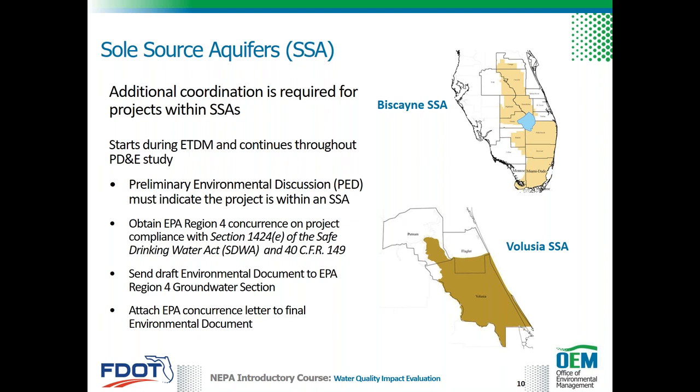Additional coordination is required if the project is federally funded and within a sole source aquifer, such as the Biscayne sole source aquifer or the Volusia sole source aquifer. Projects with federal funding located within the boundaries of a designated sole source aquifer must be planned and designed to assure that the project will not contaminate the aquifer. Coordination begins in the ETDM process and continues throughout the PD&E study. Coordination with the U.S. Environmental Protection Agency, Region 4 Groundwater and Underground Injection Control Office is required. Documentation of U.S. EPA's concurrence is included in the environmental document.